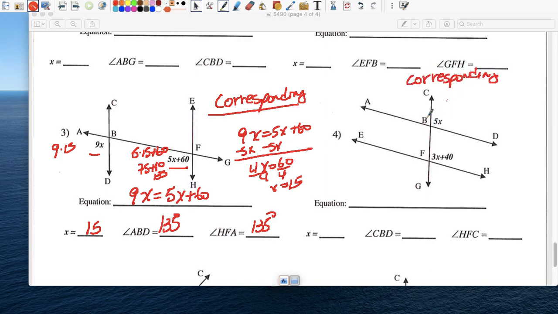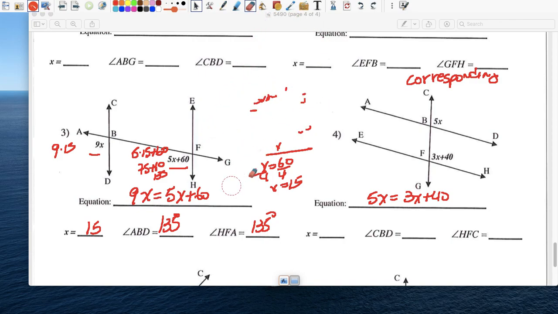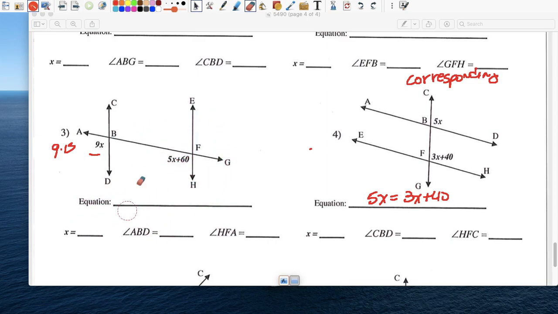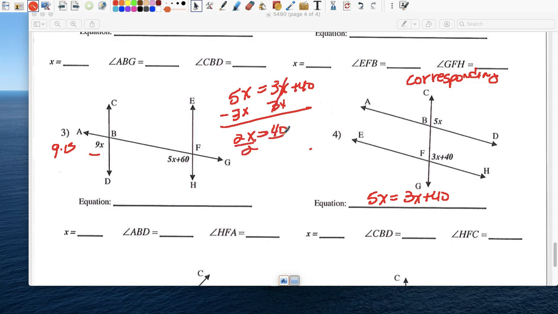And if they're corresponding, we can set up the equation, which is 5x equals 3x plus 40. Let's solve that. Let me find some room here. Let me erase that from the previous problem. 5x equals 3x plus 40. Subtract 3x from both sides. 2x equals 40. Divide by 2, divide by 2. X equals 20.